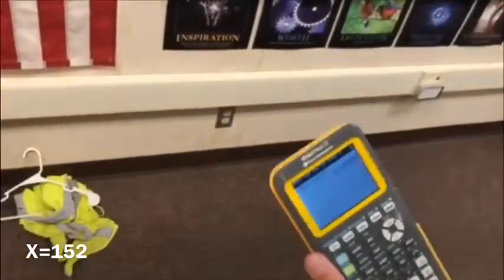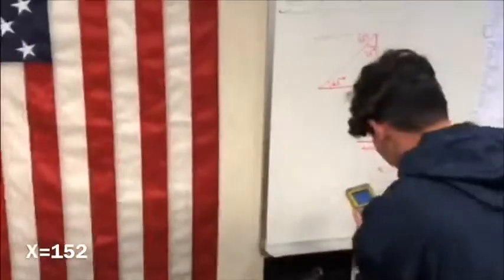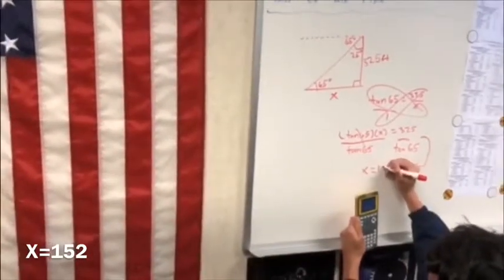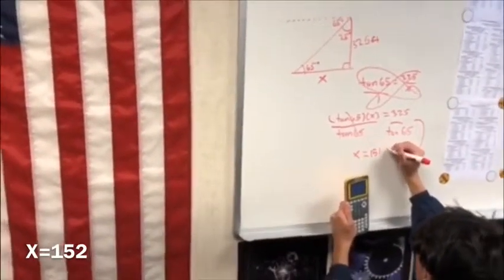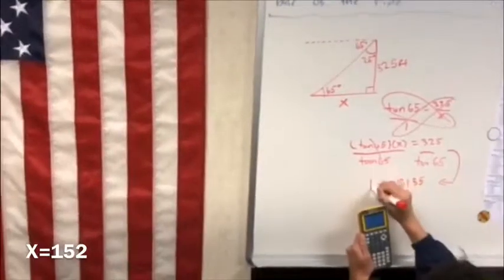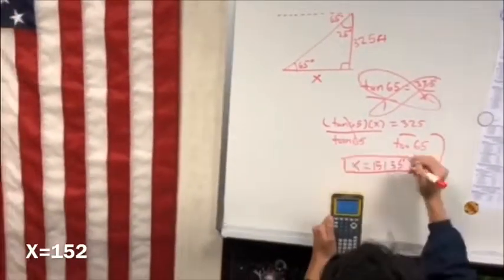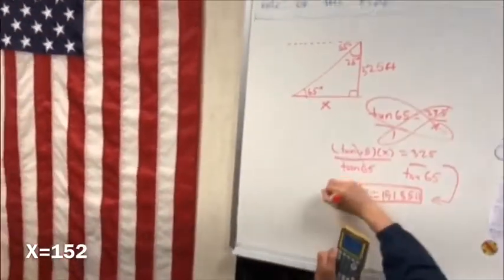So when we plug in our calculator ready equation, we get that x is approximately equal to 152 feet. So Leslie is standing 152 feet away from the base of the ride.